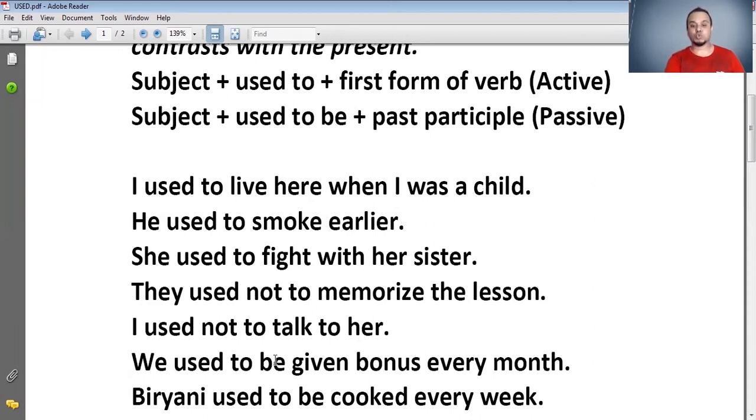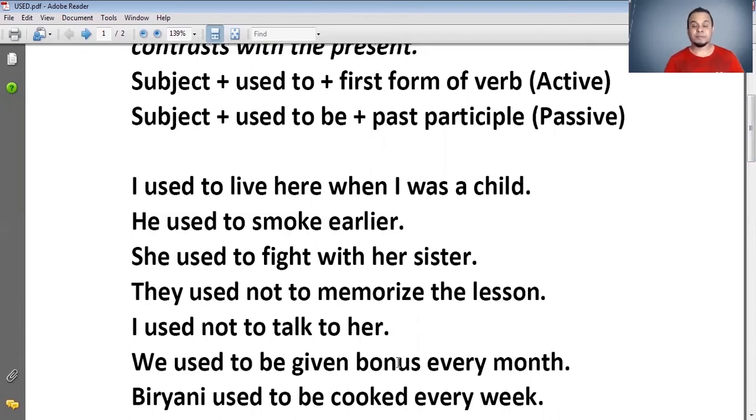We used to be given bonus every month. Biryani used to be cooked every week. Now, to be plus third form, used to be plus third form. This is the passive voice.